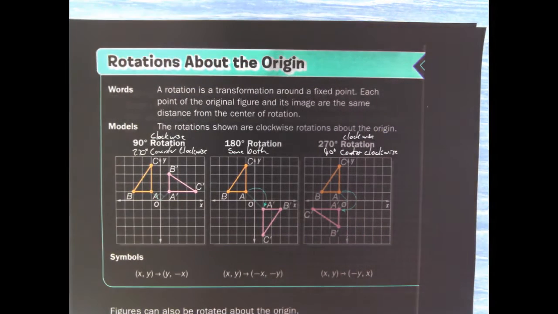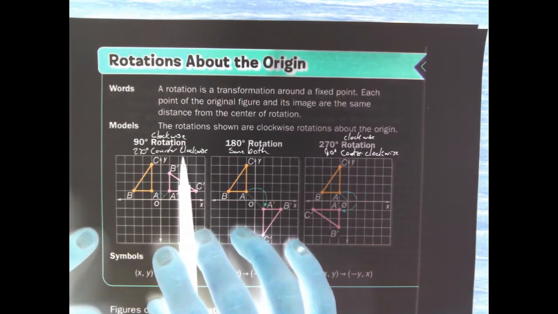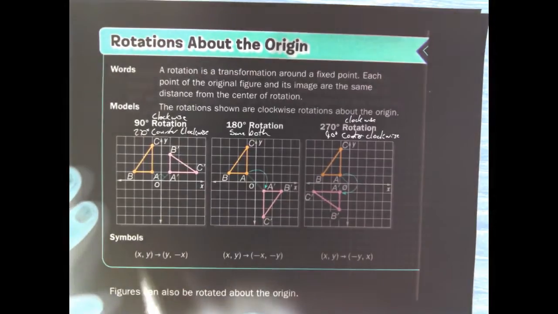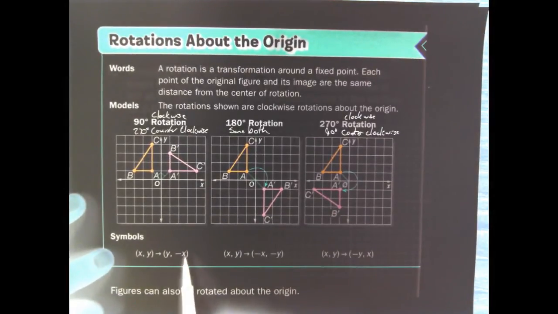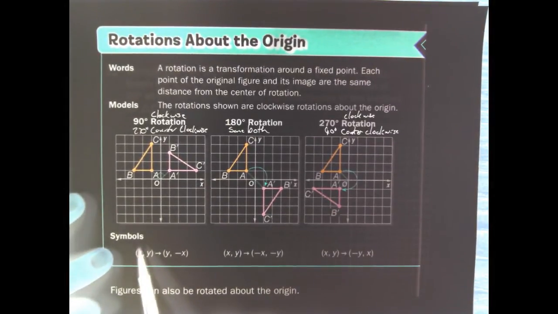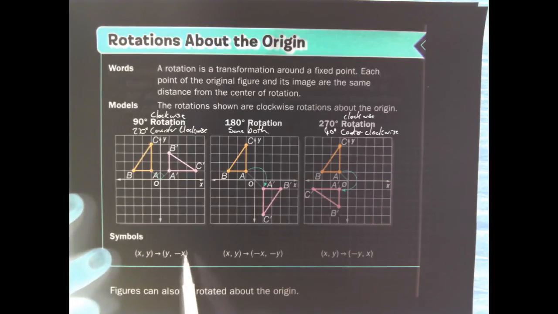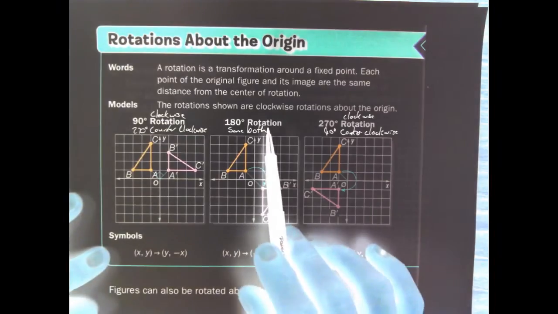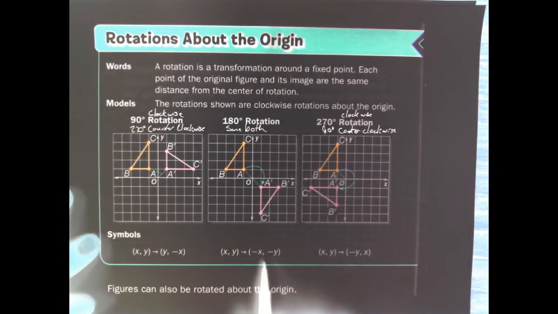Okay, so here's our rules. For a 90 degrees clockwise rotation or a 270 degree counterclockwise rotation, we take x, y, and we interchange y and x. So whatever was in the y position is now in the x position, and we flip-flop them and we make the x negative.